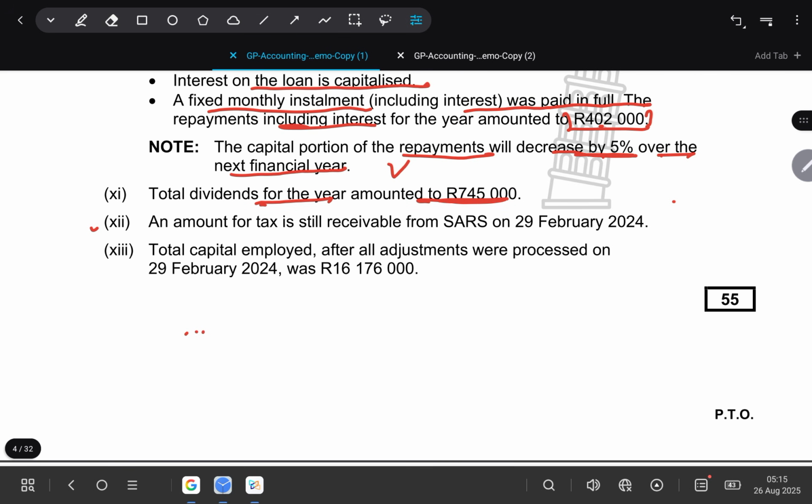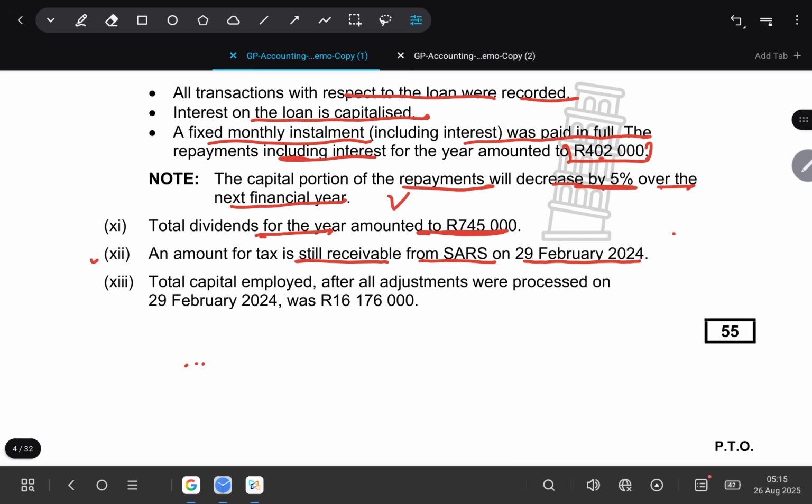Now, the next one, they are saying that income tax is still receivable from SARS on 29 February 2024. So in terms of income tax, SARS owes us. In other words, how do we know that SARS owes us?